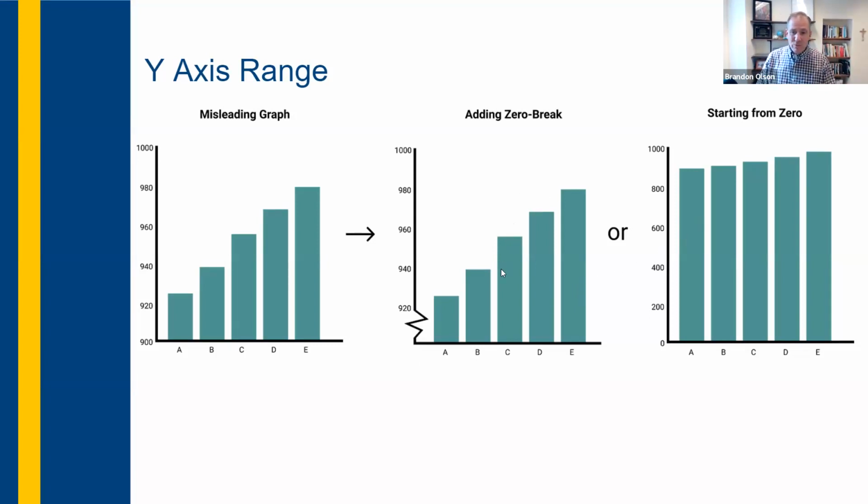If we want to maybe better show the differences, then we can use this middle one, but then make sure you tell the audience that it's not a zeroed y-axis.